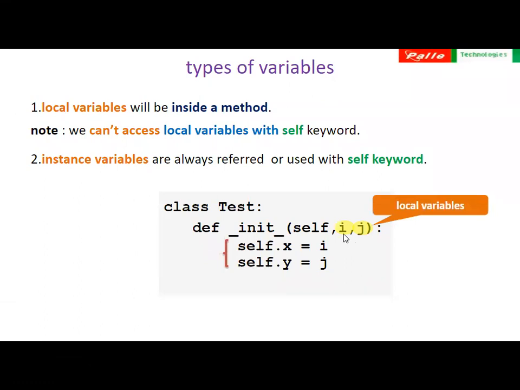Where can you create an instance variable? Inside a method which has self as a parameter. Remember, if I don't have this self parameter here, can I create self.x? This is the first requirement for creating an instance variable: you can create it inside any method which has self as a parameter. Is this clear?